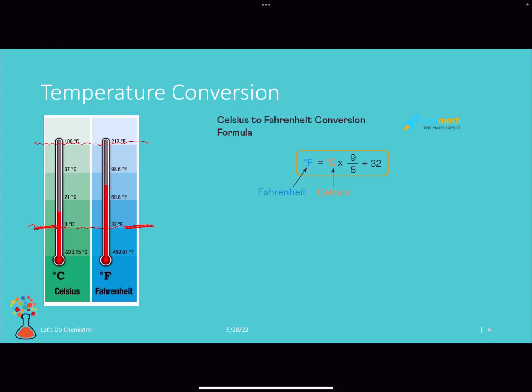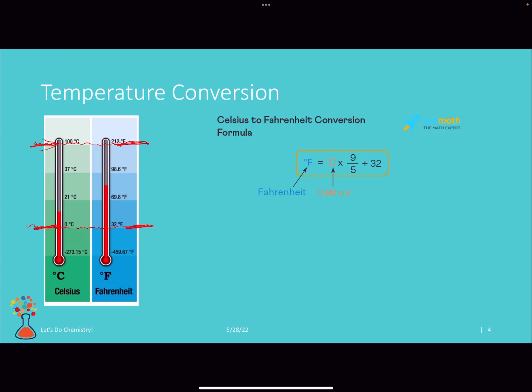The other alignment is right here. This is boiling water at 1 atm, which in Celsius is 100 degrees. And the boiling temperature of water at 1 atm in Fahrenheit is 212 degrees. So those are the two alignments.